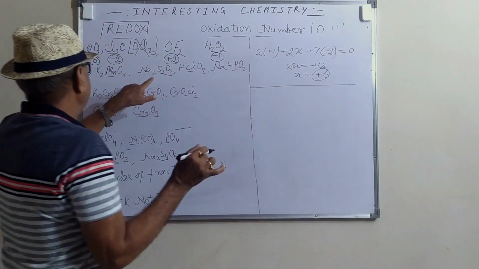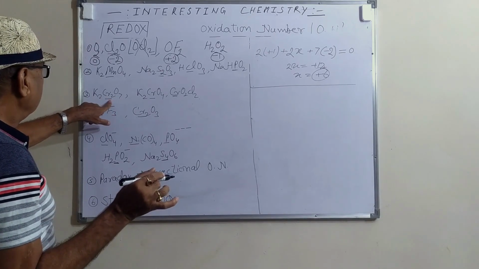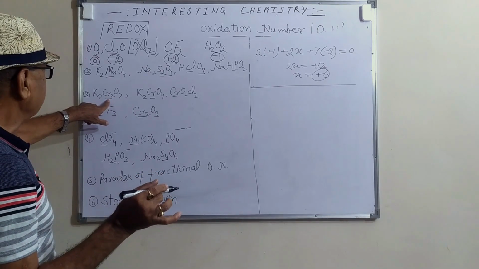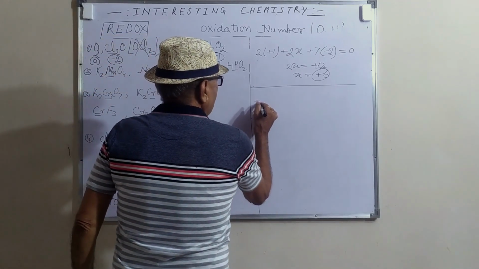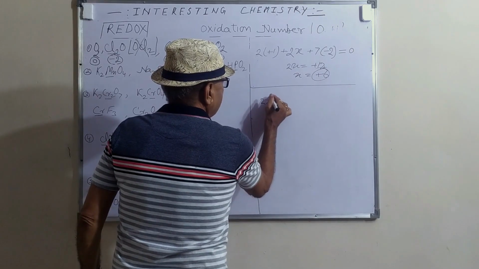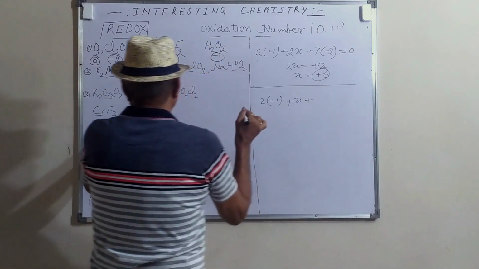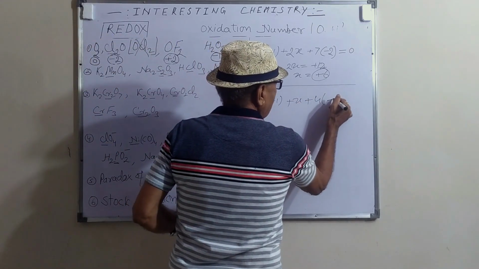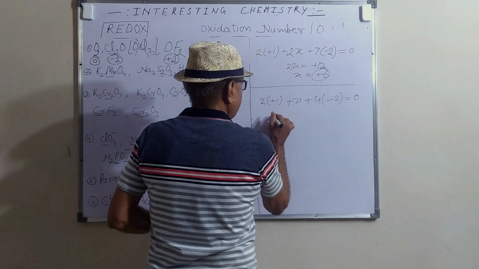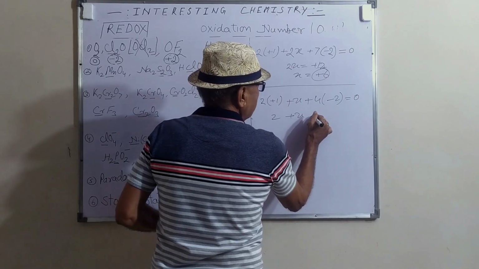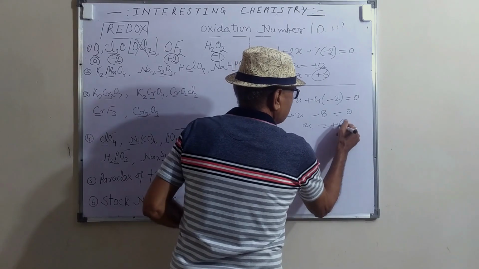Here in Cr2O7, the oxidation number of Cr is plus 6. Now K2CrO4. Here 2 into plus 1 plus X plus 4 into minus 2 is equal to 0, and you can write 2 plus X minus 8 is equal to 0. So X is again plus 6.